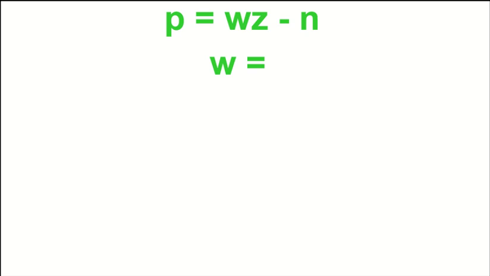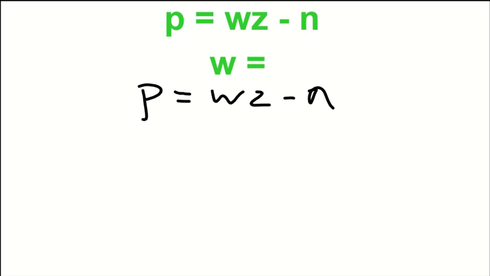All right, solve for W. A couple more steps on this one. Or I guess not a couple, one more. So we got P equals W minus.